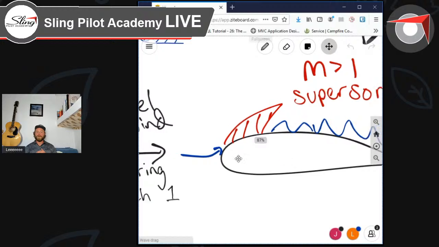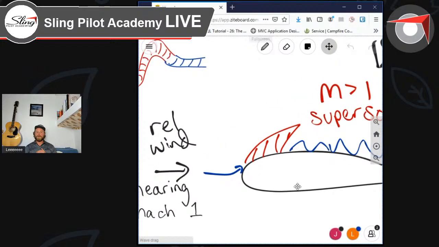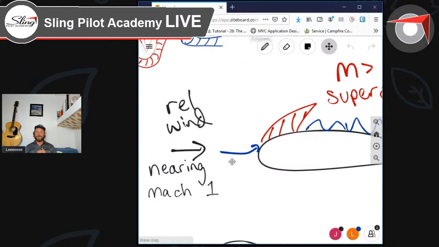So as you can see here, we have some relative wind coming in, and we're close to Mach 1. So we're like an airliner maybe, where it's going very fast, but it's not actually going supersonic. Something like an F-22 is something that would be going supersonic, and that's a whole different ballgame. Right now, we're talking about subsonic travel.